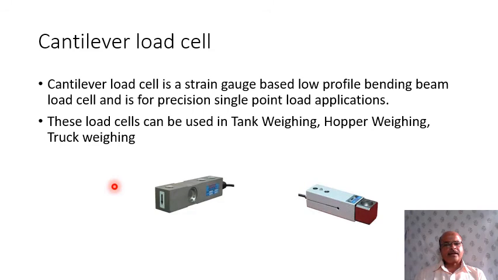And as previously we have explained the strain gauge in detail, next is the cantilever load cell. This is also one of the strain gauge types. The second type is this cantilever load cell in your syllabus. So the cantilever load cell is a strain gauge based low profile bending beam load cell for precision single point load applications. So these load cells can be used in tank weighing, hopper weighing, truck weighing. This type of cantilever load cells are used.